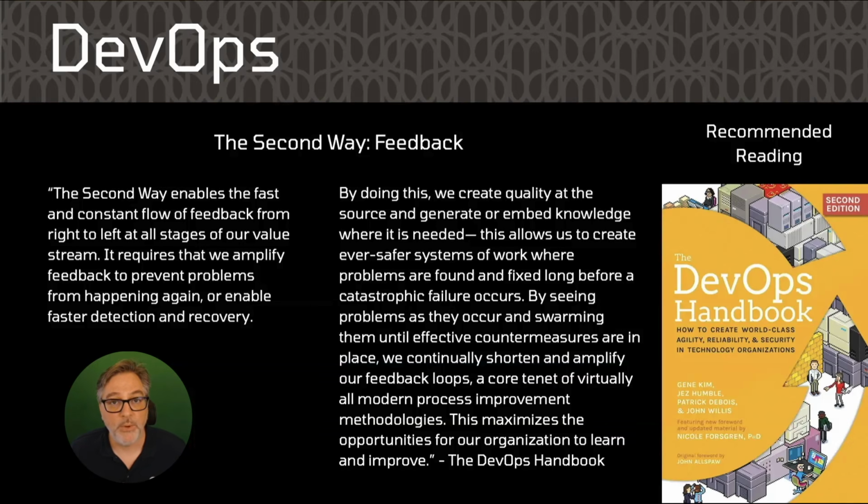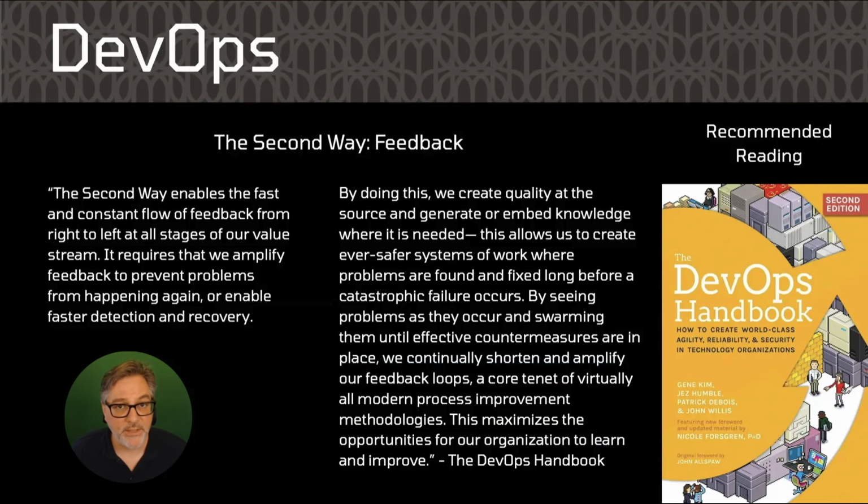By doing this, we create quality at the source and generate or embed knowledge where it is needed. This allows us to create ever safer systems of work where problems are found and fixed long before a catastrophic failure occurs. By seeing problems as they occur and swarming them until effective countermeasures are in place, we continually shorten and amplify our feedback loops, a core tenet of virtually all modern process improvement methodologies. This maximizes the opportunities for our organization to learn and improve. Like I said, from the DevOps Handbook.